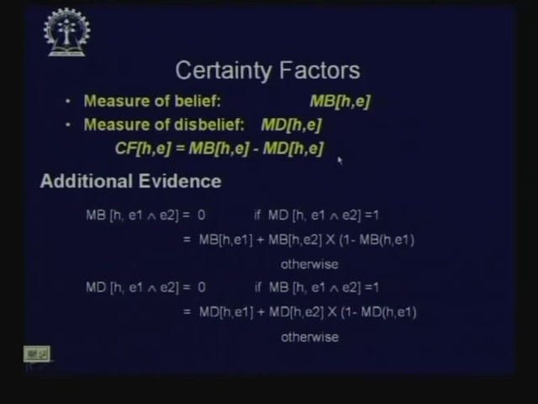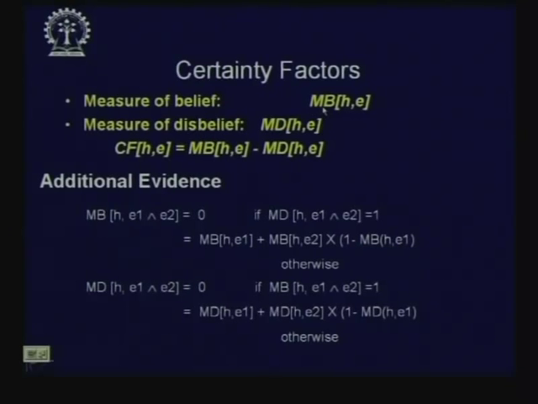Now, there may be multiple evidences which are supporting the hypothesis H. I am given some measure of belief of H given E. Now, I can have additional evidence, like here H is supported by E1 as well as E2, and there are different strengths of relation. E1 is supporting H to some degree, E2 is supporting H to some other degree. Now, how can I compute MB of H given E1 and E2? I hope this is clear.